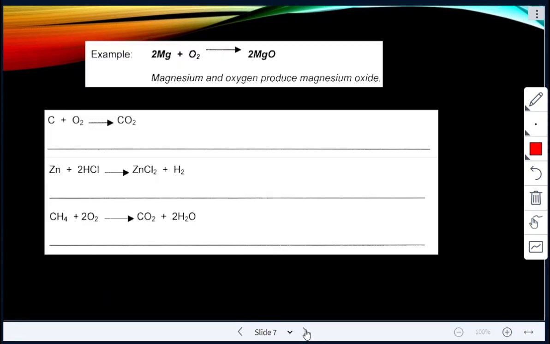Let's take a look at an example here. We have C plus O2 produces carbon dioxide. In the first example, C is carbon. So we would say carbon and oxygen produce carbon dioxide.